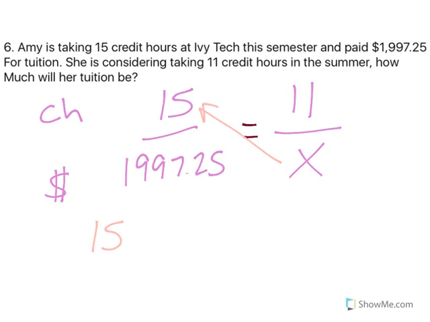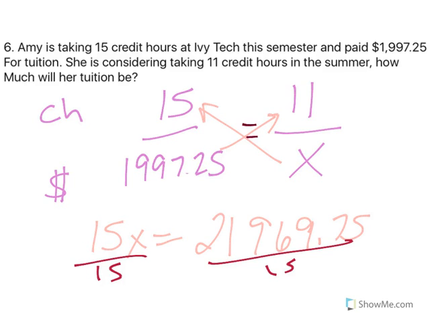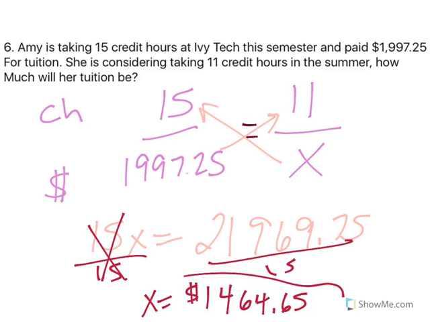So 15x equals $1,997.25 times 11 gives me $21,969.75. Divide both sides by 15 to get this part to go away, and I would just have $1,464.65. And that makes sense. Less credit hours, less money. Don't let common sense leave you, because that is still a big part of proportions.